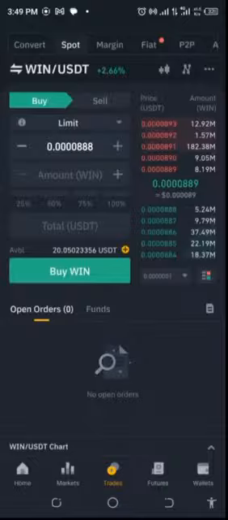Anything you check, always do your research. Make sure that you're not trading with anything you're not able to lose. Remember, there are no guarantees in the crypto world.